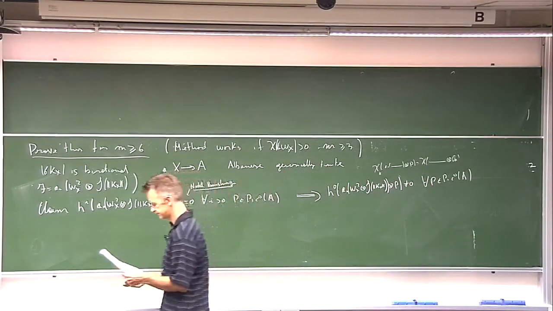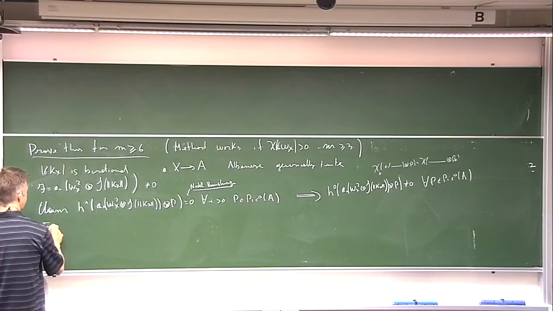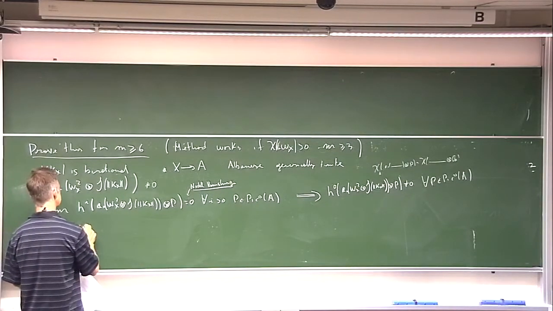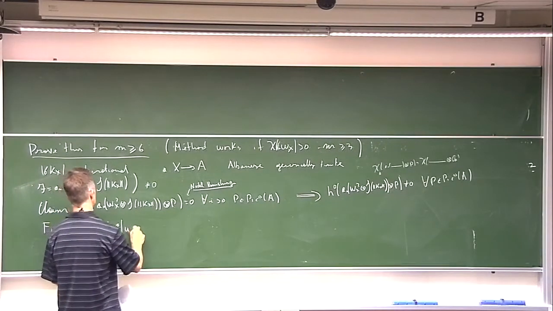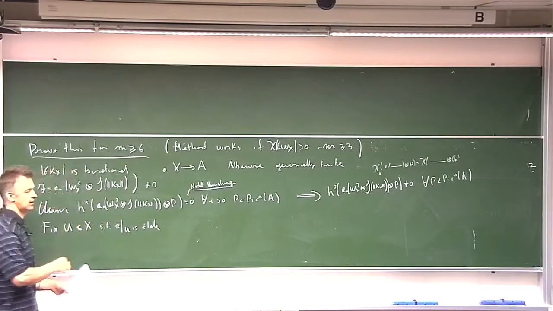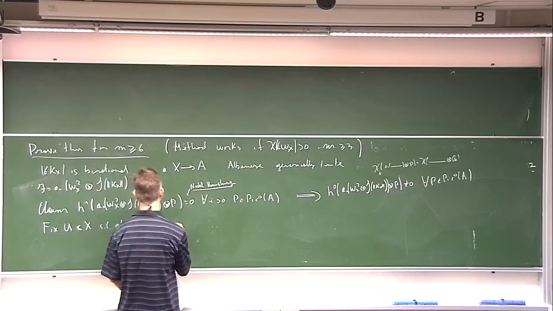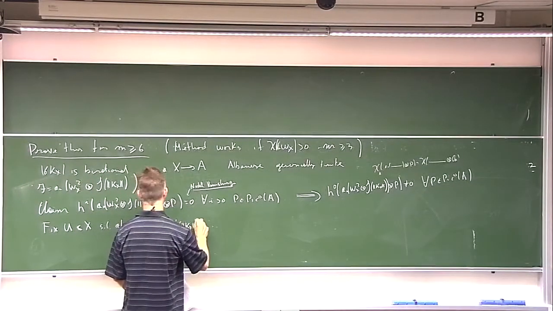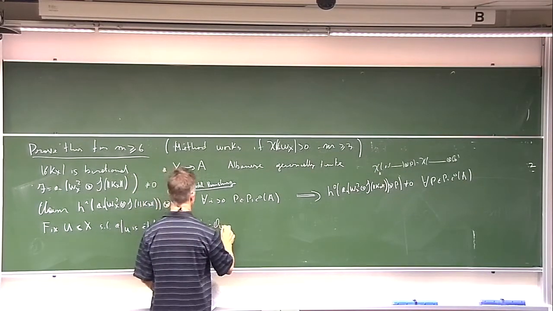OK, so now fix U, an open subset of X, such that a restricted to U is étale. So throw away the exceptional locus, throw away the Lorentz ramification locus. And let's also assume that this ideal sheaf restricted to U is trivial. So I'm going to. Sorry.